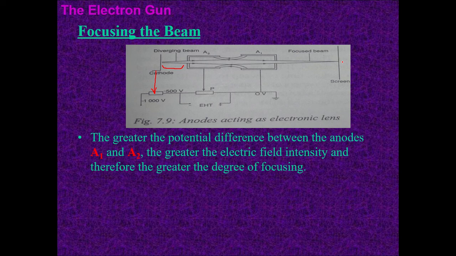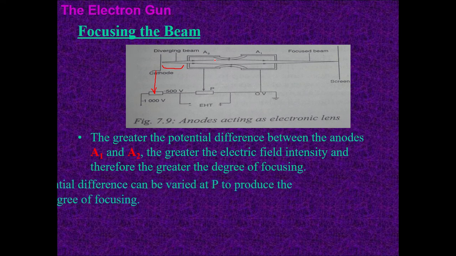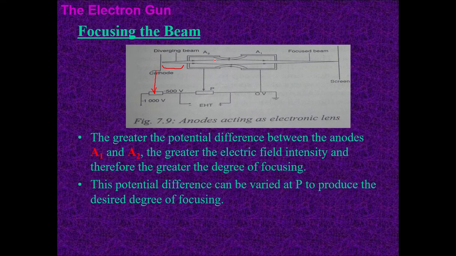Notice the greater the potential difference between the anodes A1 and A2, the greater the electric field intensity, and therefore the greater the degree of focusing. So the moment we increase the potential difference between A1 and A2, the greater the focus of the beam. This potential difference can be varied at point P, as I've explained, to produce the desired degree of focusing. The more intense that potential difference is, meaning I've moved P to the left-hand side.